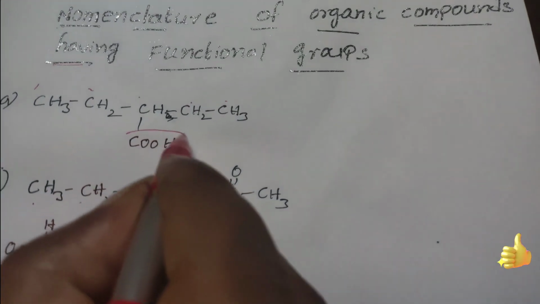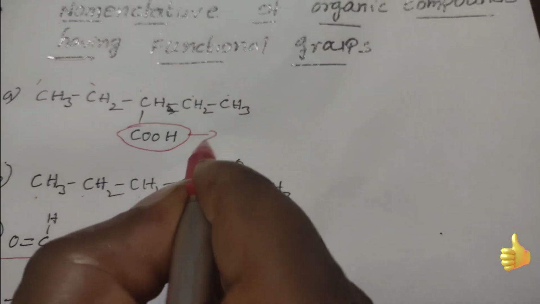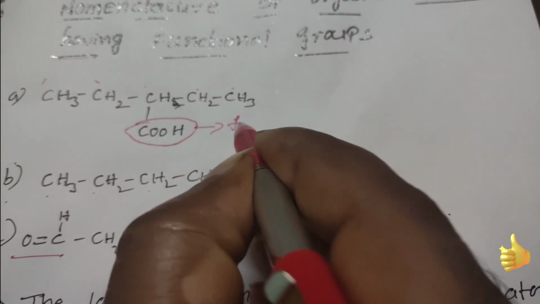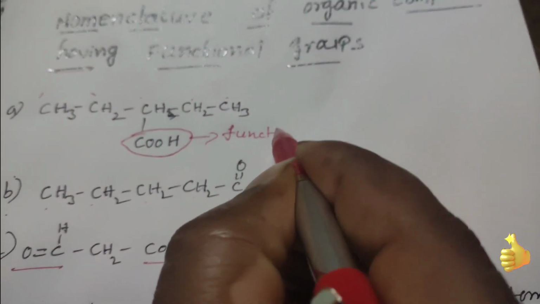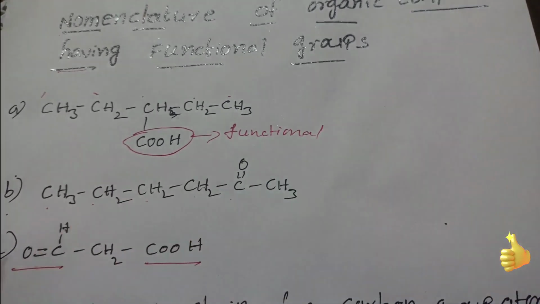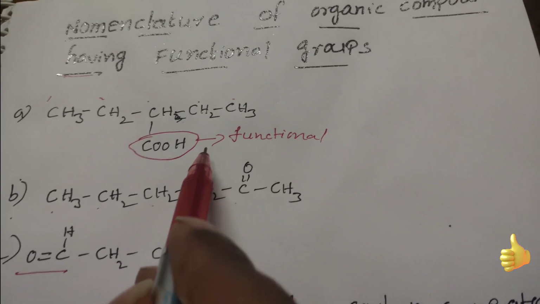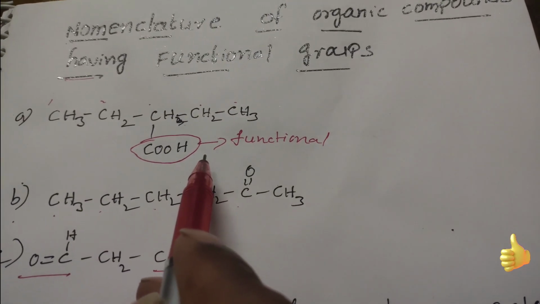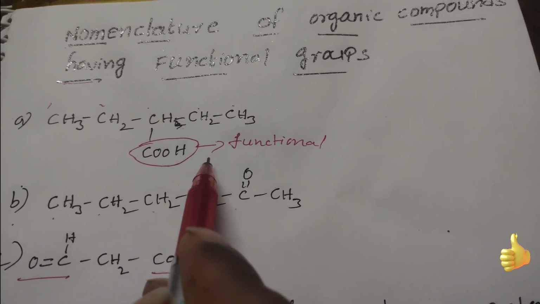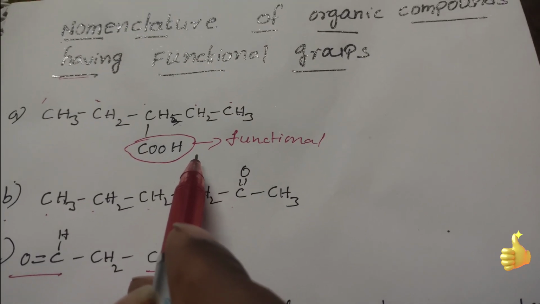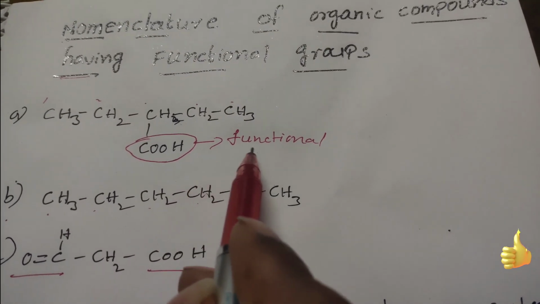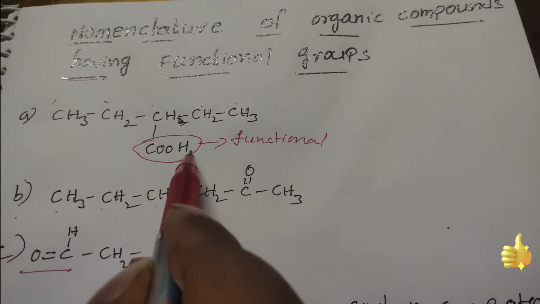For example, here the CHO is the functional group. We already know that a functional group means that by adding a small group, the entire properties of a compound will change. That is simply called a functional group. So here it is a functional group.